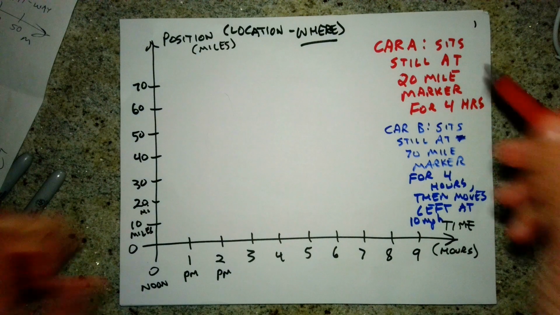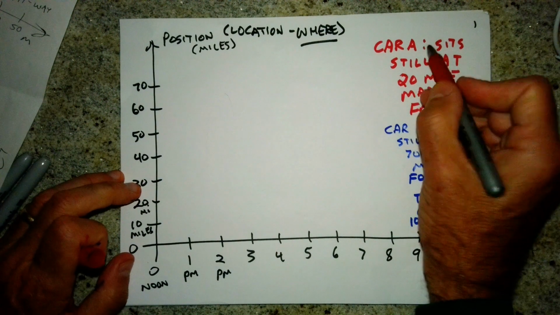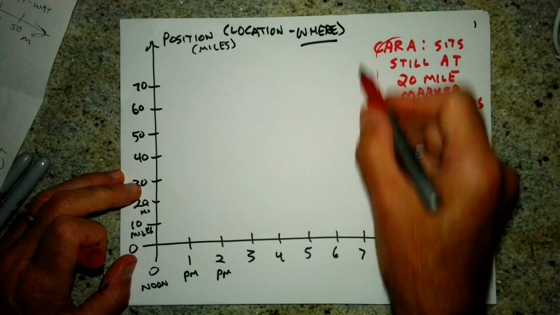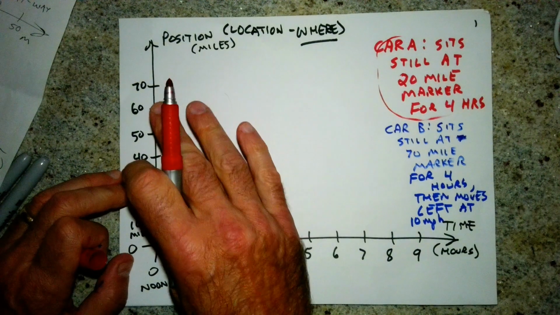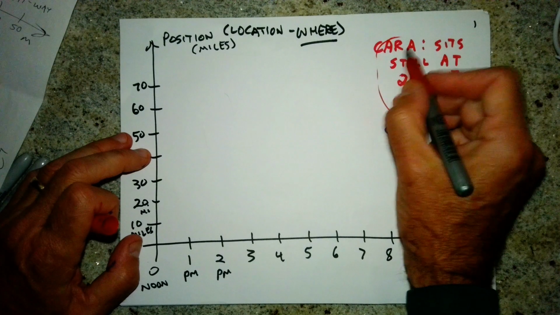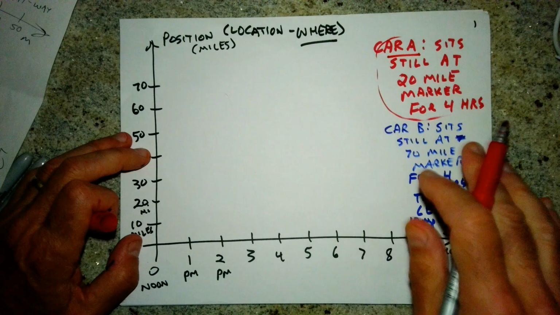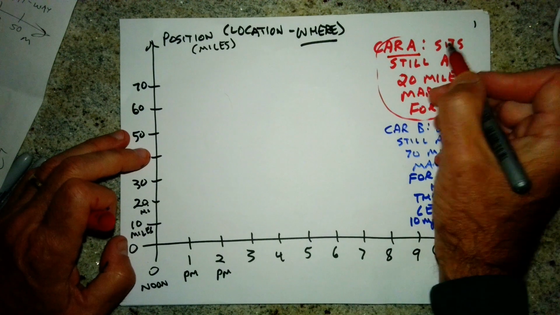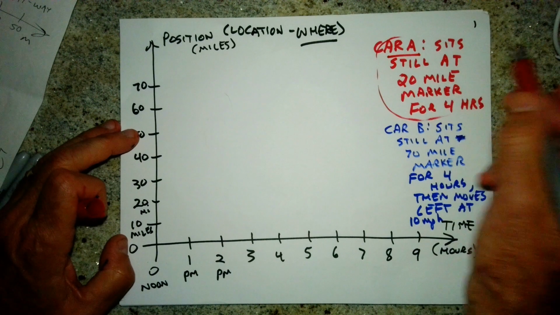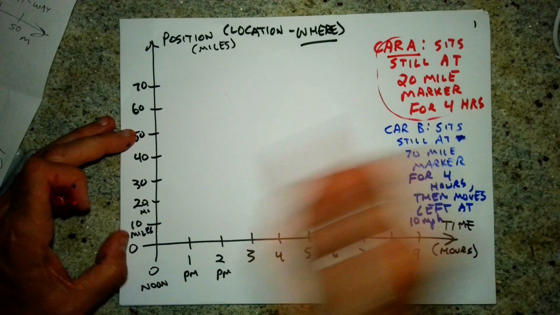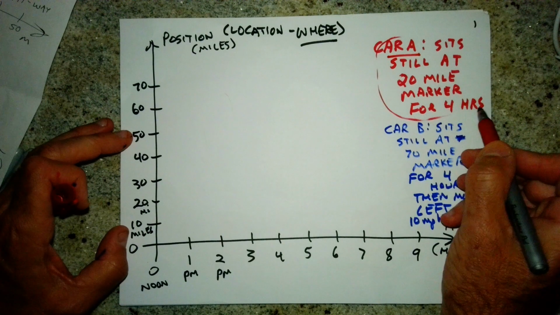Let's think of a car. Over here I write the motion in words that we want to describe, and on the graph we'll show what kind of graph that makes. So car A is going to be in red. It's going to be the simplest possible motion, sitting still, not moving at all. So we have a car that sits still at the 20-mile marker, so that's here, for 4 hours.